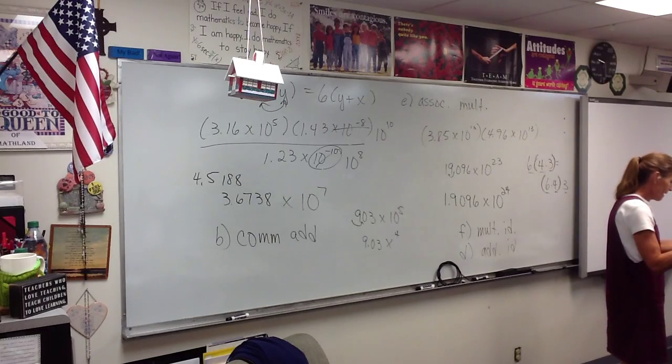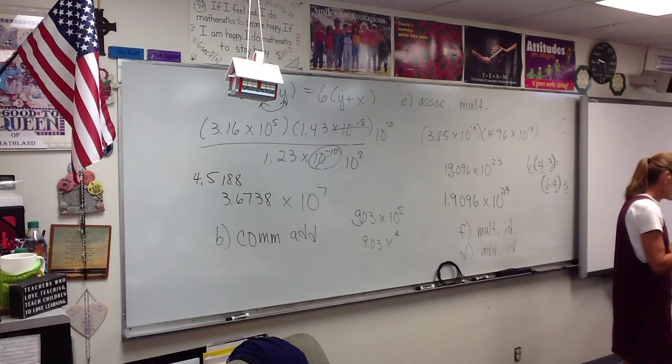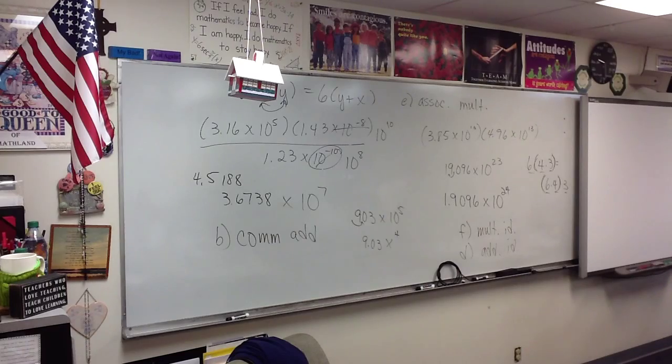Okay, what's left? What's going on in C? Commutative of multiplication. C is commutative of multiplication. On the one side, it's 6 times parentheses. On the other side, it's parentheses times 6. That's commutative of multiplication. What about G?